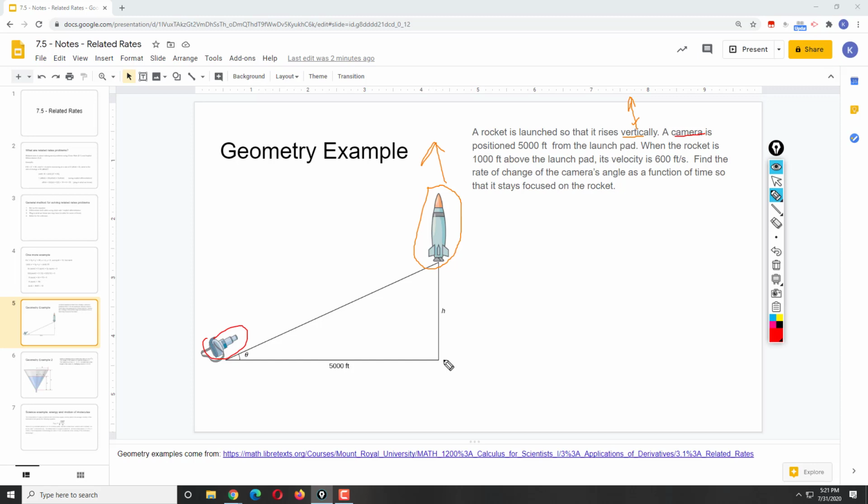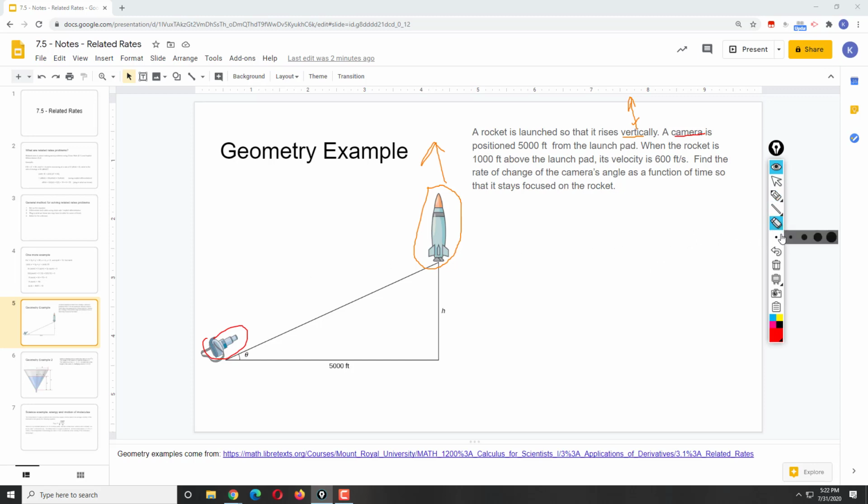So the whole thing makes a right triangle. When the rocket is 1,000 feet above the launch pad, its velocity is 600 feet per second. Find the rate of change of the camera's angle as a function of time so that it stays focused on the rocket. Alright, so we have a right triangle.